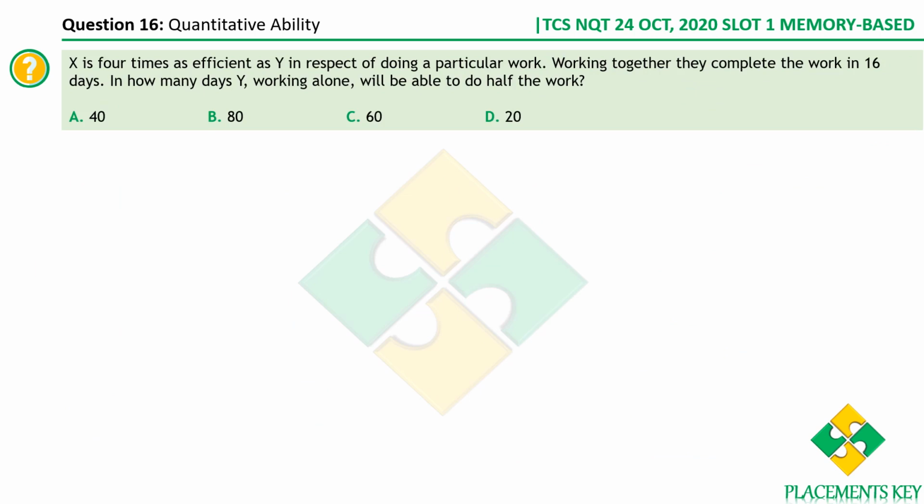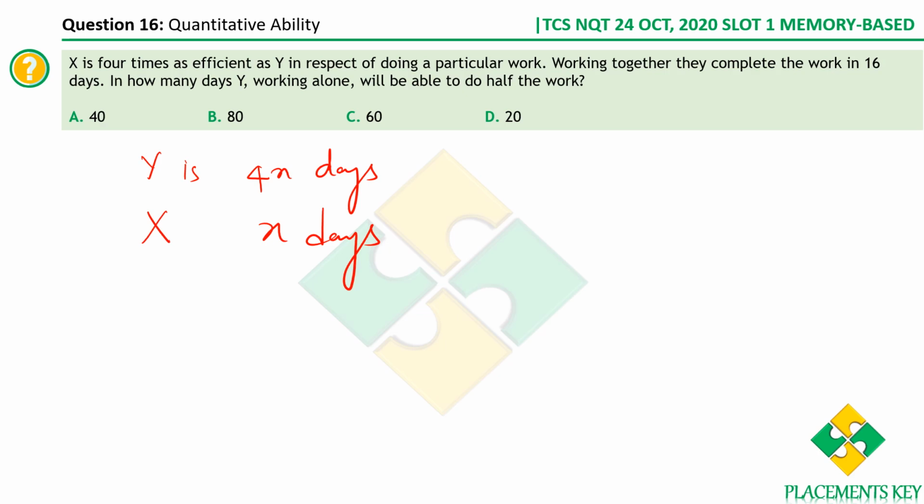Okay, X is 4 times as efficient as Y in respect of doing a particular work. Let's say Y takes 4x days to finish the task, then how much time will X take? Think about it. X is 4 times as efficient, so he should definitely take less time, 1/4 the time. Therefore, X will take only x days to finish the task. If Y takes 4x days, X will take only x days.